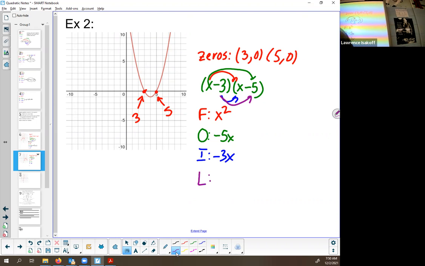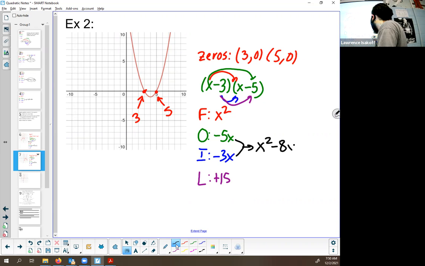So again, I'm just going to write it here as a plus 15, just because I like to have my sign in there so I can see what's going on a little better. Combine our like terms, -5X and -3X, to give me x squared minus 8x plus 15.